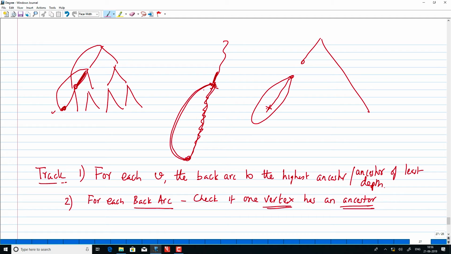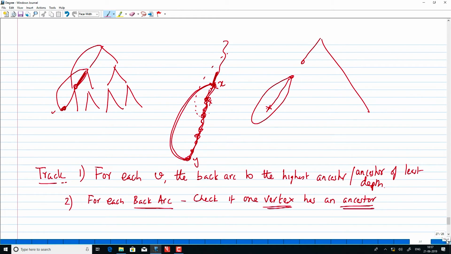Inside this back arc, I will ask this question. So this is a back arc. Let me give names. Let us say this is X and this is Y. This is a back arc, which means there is a tree path. Somehow, I will quickly find out whether there is any one vertex whose highest ancestor has a depth which is lesser than X. So I will ask, tell me who is your highest ancestor. Tell me who is your ancestor whose depth is the smallest possible. Even if one vertex tells me that it has an ancestor which is here, then I know that this edge is not a bridge.